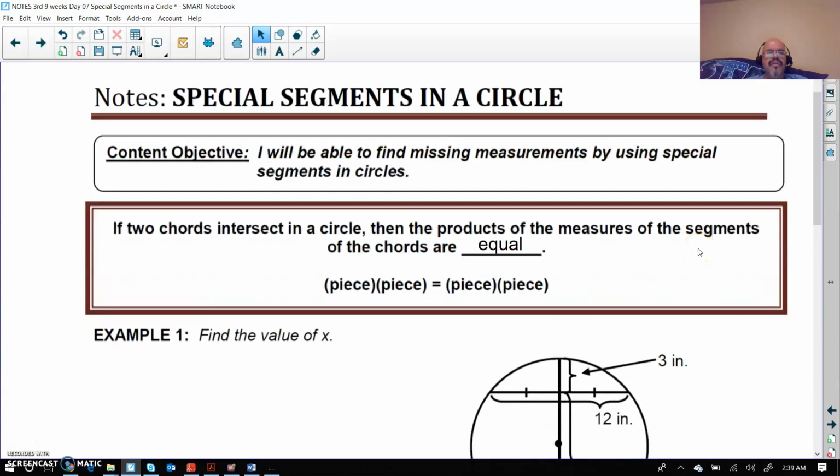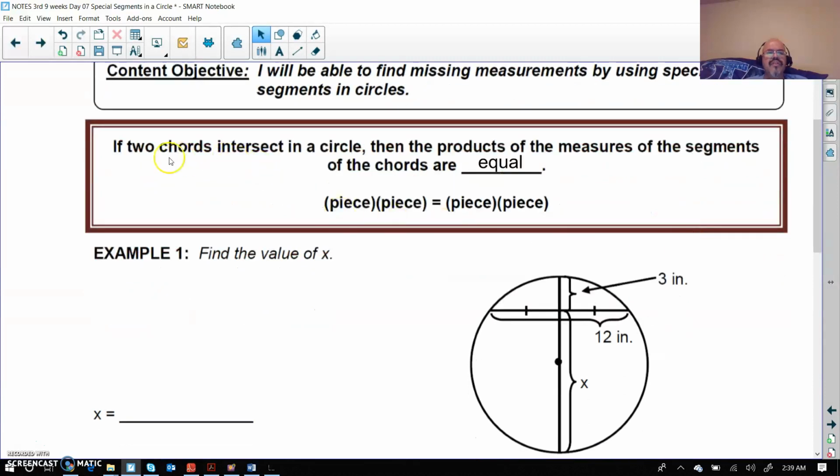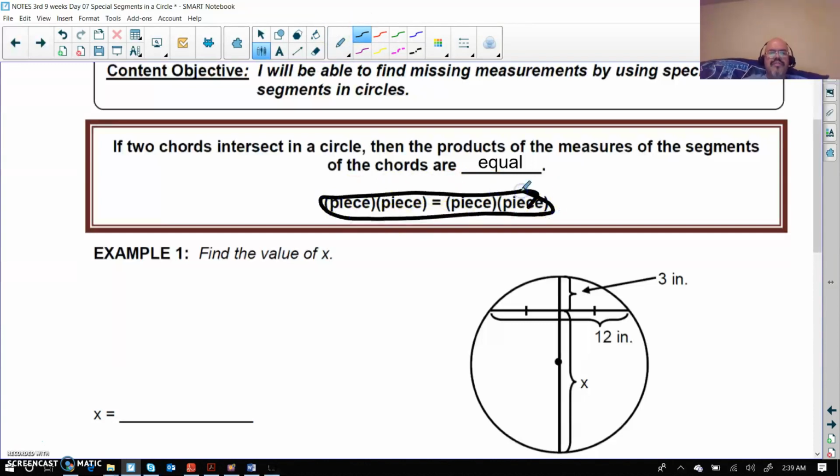Today we're going to be talking about special segments and circles. So let's go ahead and talk about this in detail. If two chords are intersecting inside of the circle, just like this picture right here, we have piece times piece is equal to piece times piece.